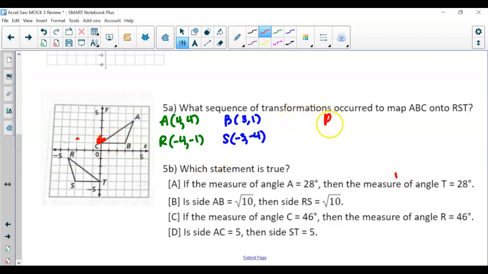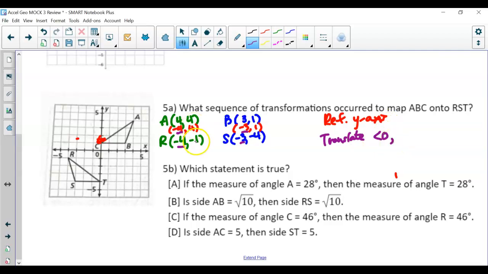If we're reflecting over the y, then that means we just need to change the sign of the x. So this would be negative 4, 4, and this would be negative 3, 1. So now notice by reflecting, the x coordinates are where they need to be. But notice we go from 4 to negative 1, 1 to negative 4. So now we're going to translate, but do we need to do anything to the x coordinate? Do we need to go left and right? No. So I'll just put 0.